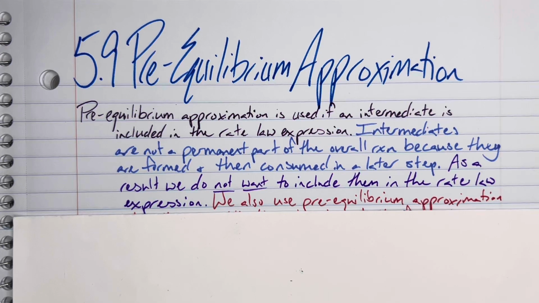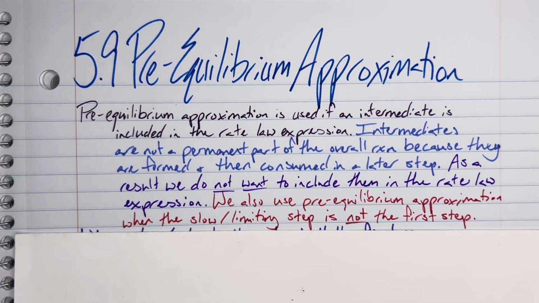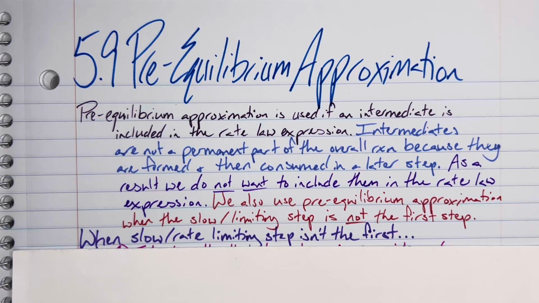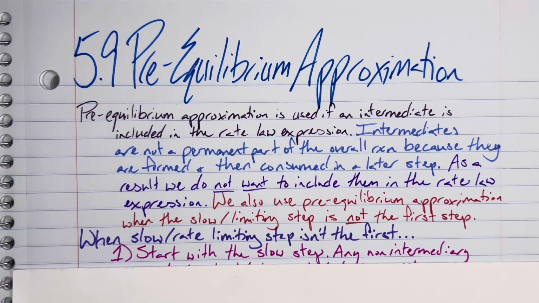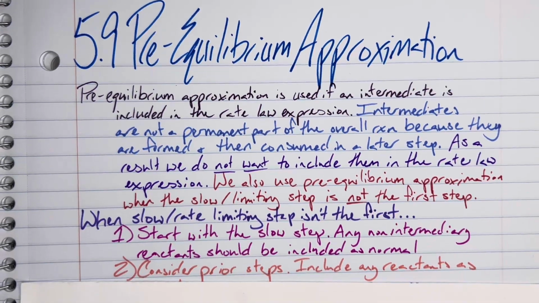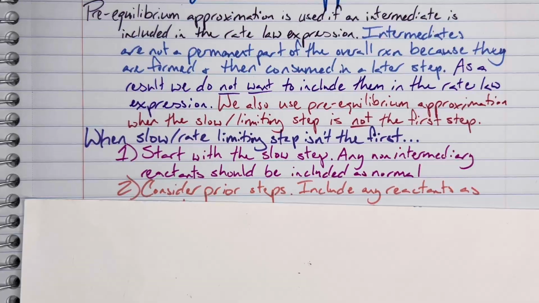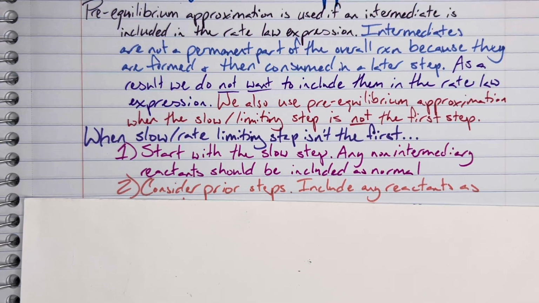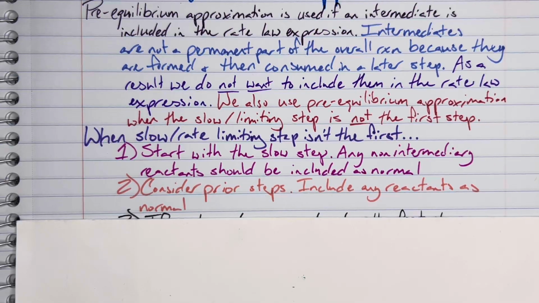We also use pre-equilibrium approximation when the slow or limiting rate step is not the first step. When the slow or rate limiting step isn't the first, you're going to go ahead and start with the slow step. Any non-intermediary reactants should be included as normal. You are then going to consider prior steps and include any reactants just as you normally would.